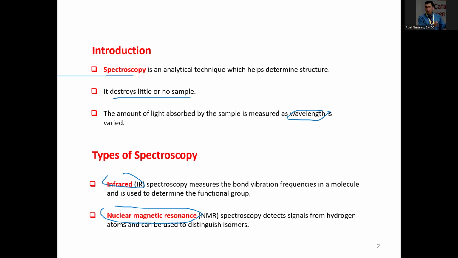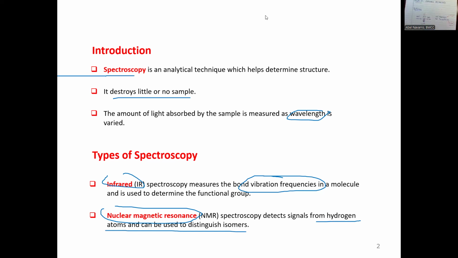Okay, so the one that we will be covering in this chapter is infrared spectroscopy, which is going to be dealing with the vibration frequencies, okay? That's something very important for you guys to remember. Infrared is about vibrations. NMR is about, here we will see only hydrogen atoms that are going to be detected with NMR. Right? So just to go over and emphasize a little more what it is about.